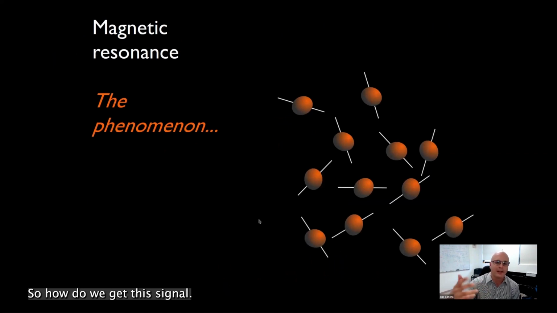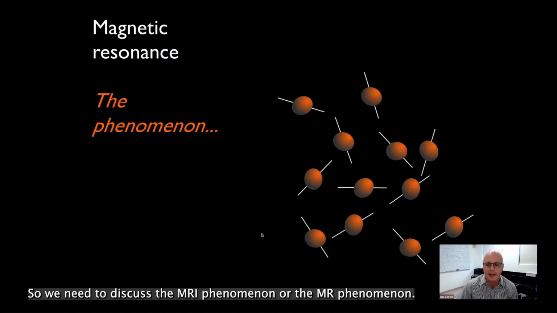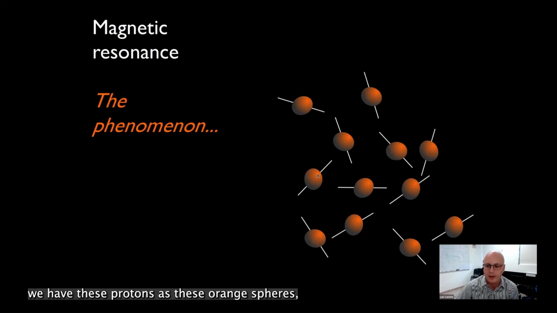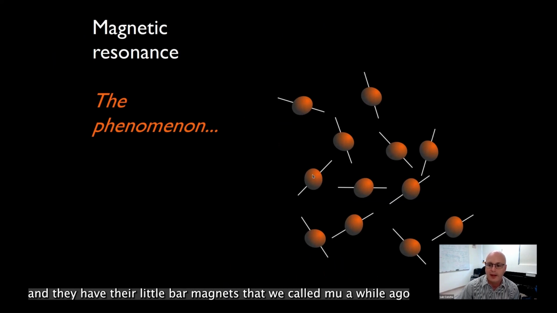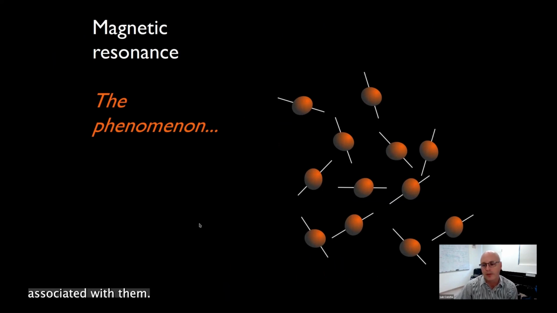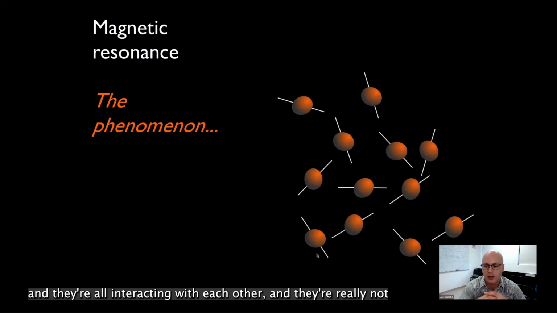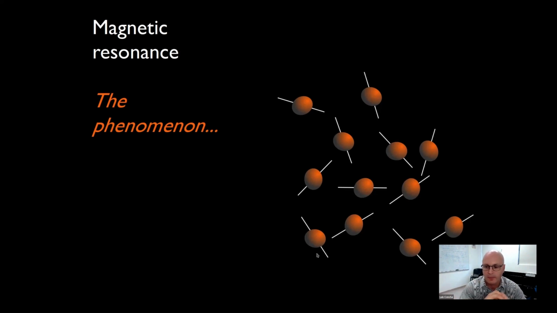So how do we get this signal? We need to discuss the MRI phenomenon, or the MR phenomenon, I should say. In my representation, we have these protons as orange spheres, and they have their little bar magnets that we called mu a while ago associated with them. But because each one of them is so weak, they're all pointing to whatever orientation they want, and they're all interacting with each other, and they're really not aligned in a particular orientation.